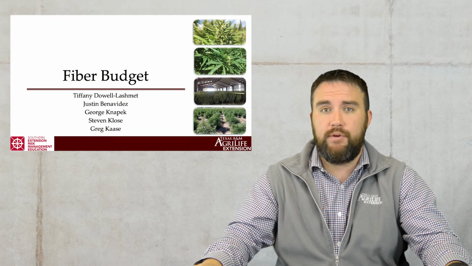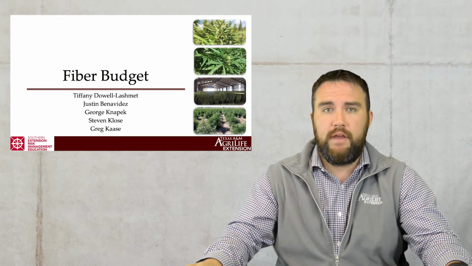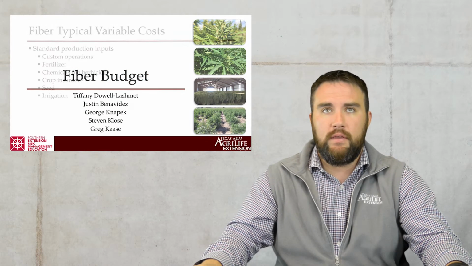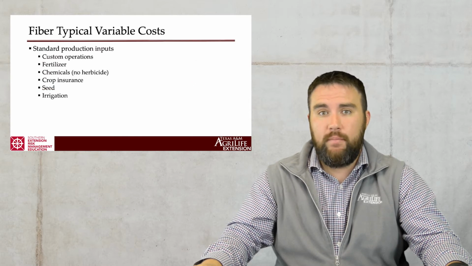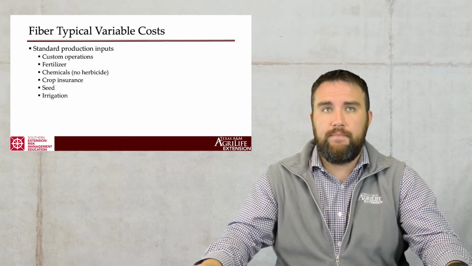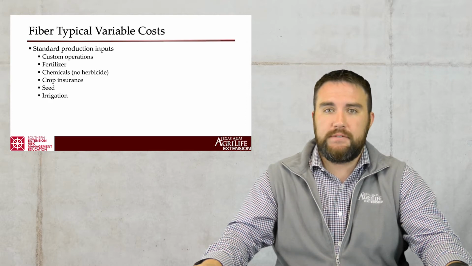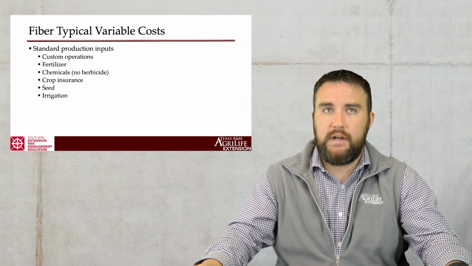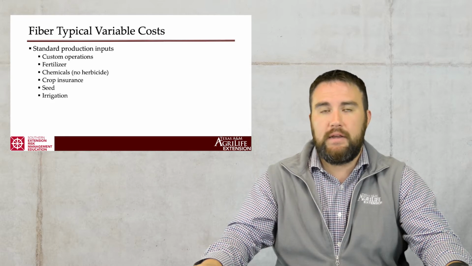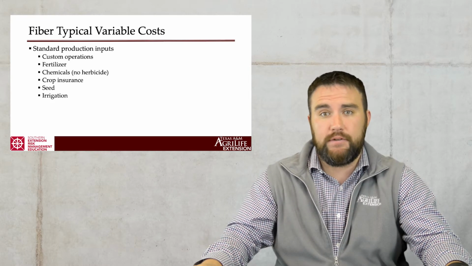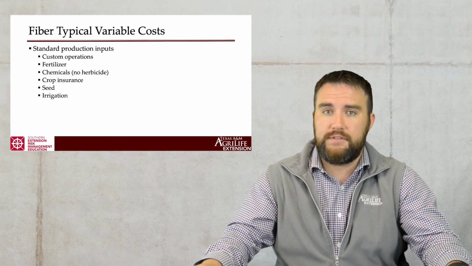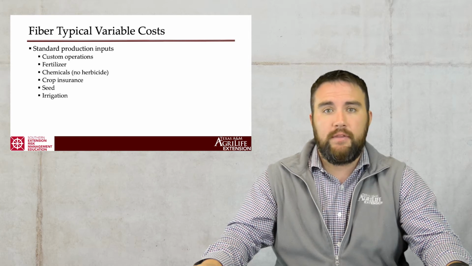Today we're going to talk about producing hemp for fiber and the budget for that product. First, we're going to talk about typical variable costs whenever we produce hemp for fiber. These include costs that we would see on most AgriLife budgets, such as those for corn and cotton. Whenever we talk about standard variable costs, we mean custom operations such as the application of fertilizer, custom harvesting, or custom plowing, the cost of fertilizer itself, the cost of chemicals.